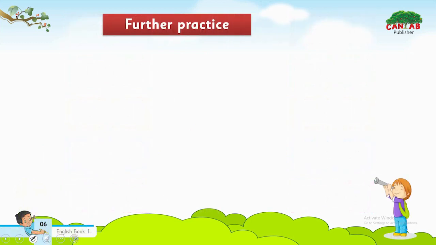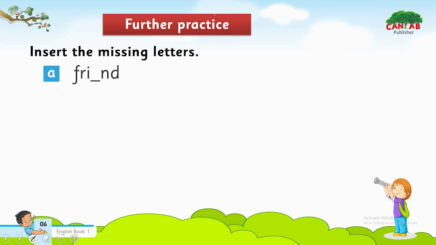Further practice. Insert the missing letters. Now you have to recall the first slide, how we have done previously, how to insert the missing letter. You have to use your previous knowledge regarding the pictures. Now here there are no pictures, and you have to give me the right letter here.